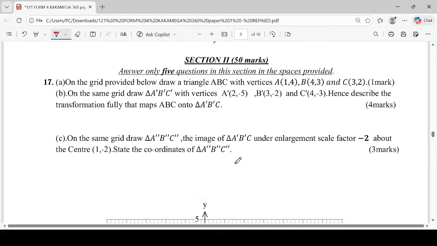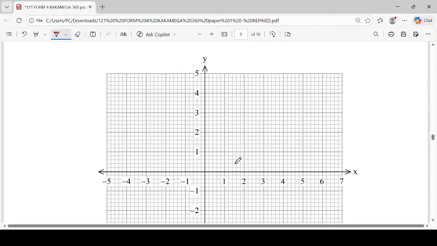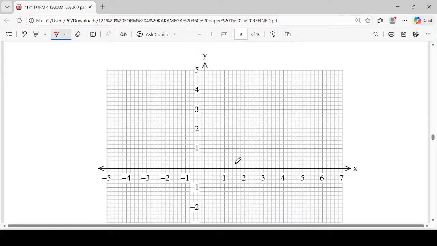On the grid below, draw a triangle ABC with vertices A (1, 4), B (4, 3), and C (3, 2). That's one mark we need to do. We've been told to draw, so let's do the drawing together, ladies and gentlemen. Remember that in STEM Smart Academy, everything is normally simplified. So let's look at it.